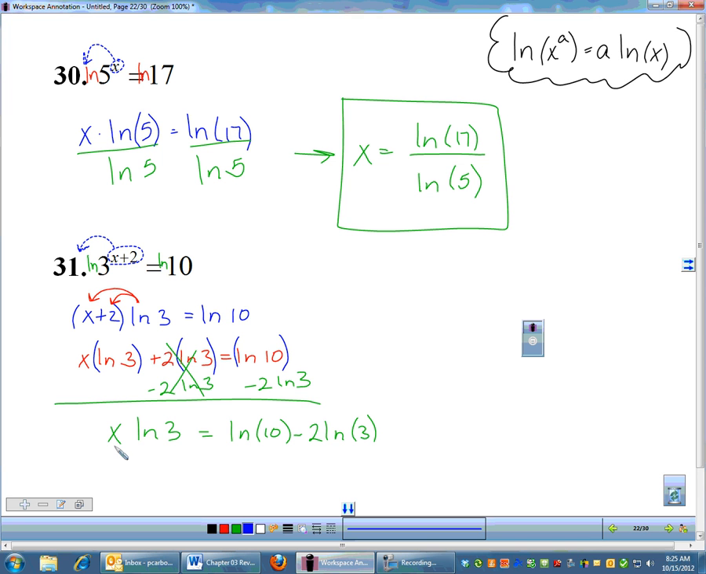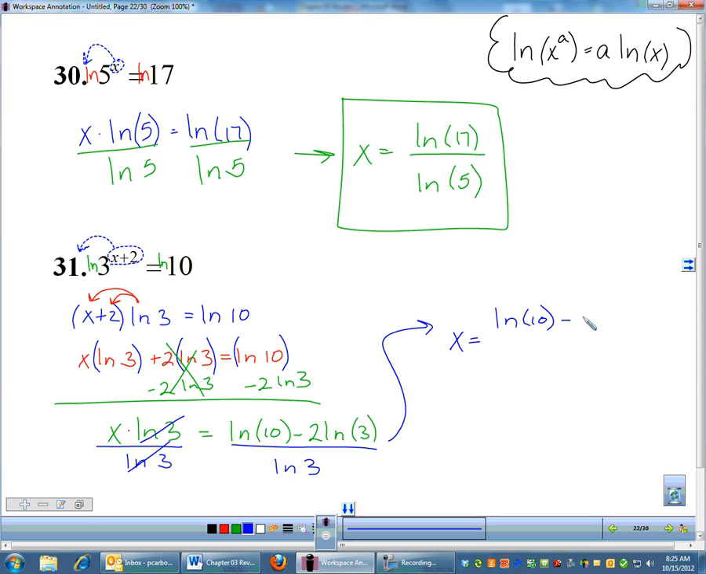And then finally, to solve for x, it's x times the ln of 3. We're simply going to divide by the ln of 3. The ln 3's cancel, and this is what x equals. So my final answer is x equals the ln of 10 minus 2 ln of 3 over the ln of 3. Ugly answer, but that's what it is.